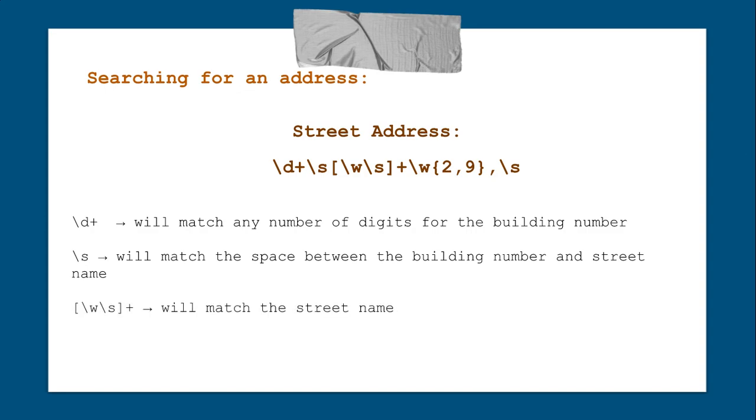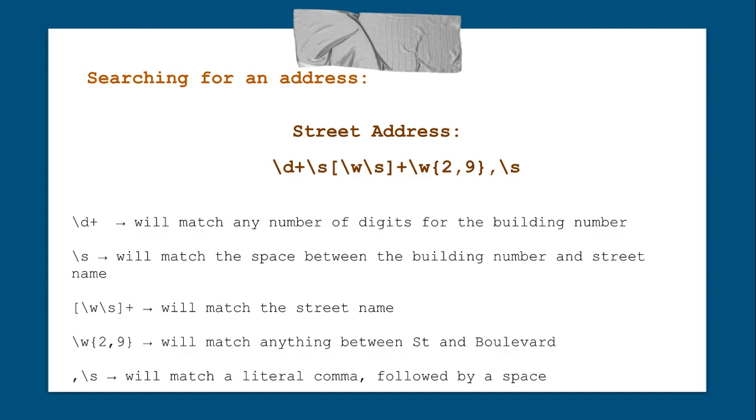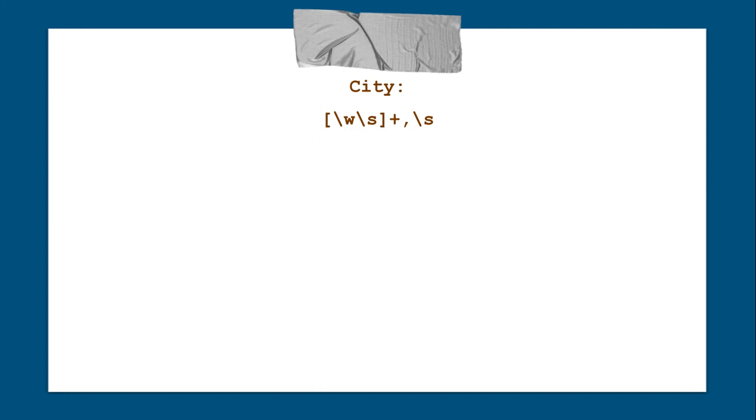And then this pattern will match the street name, and I've accounted for if it's a street name with 2 words in it. And then this will match anything between this abbreviation for street and like the entirety of boulevard. So any word character that is 2 to 9 characters long. And then finally a comma, a literal comma, and a space. Then there's the city. Similar to the street name, this will match a city name, so it can have 2 words in it.